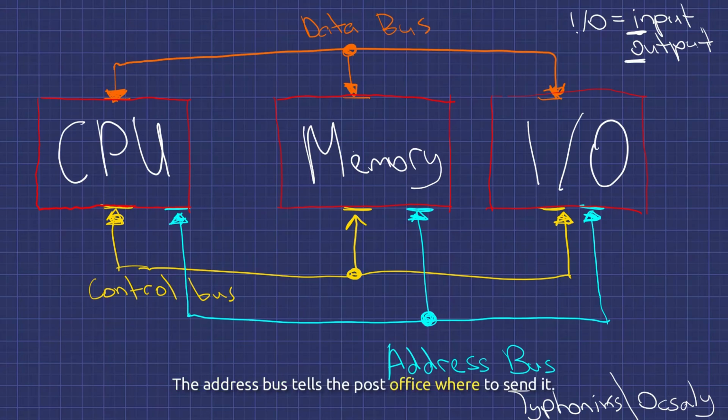So imagine you are sending a letter. The address bus tells the post office where to send it. The data bus is the letter itself, and the control bus carries instructions like send it urgently or return to the sender. These buses often share the same physical wires but carry different types of signals at different times. For instance, the PCI Express bus, which you may have seen when installing a graphics card, uses the same lanes for both address and data, but not at the same moment.